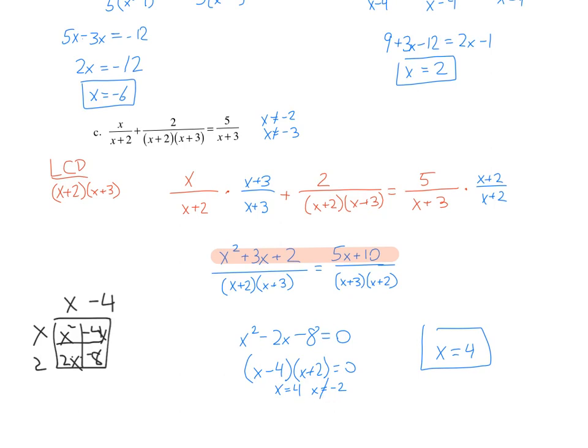So this is a very important problem because it reviews quadratics, it reviews rational functions, all things that we need you to know, and it has a restriction matchup. It says x could equal -2, but that's our asymptote, so that's not going to happen. So the only answer for this is x equals 4.